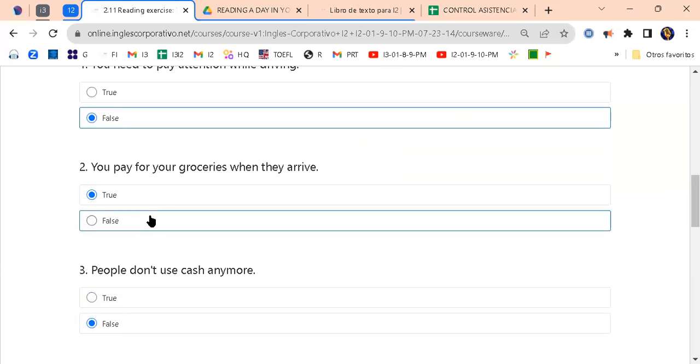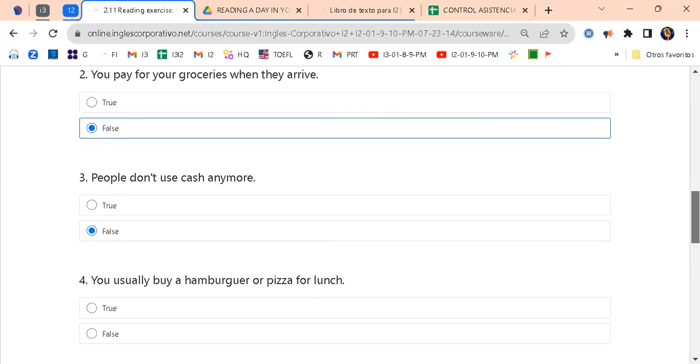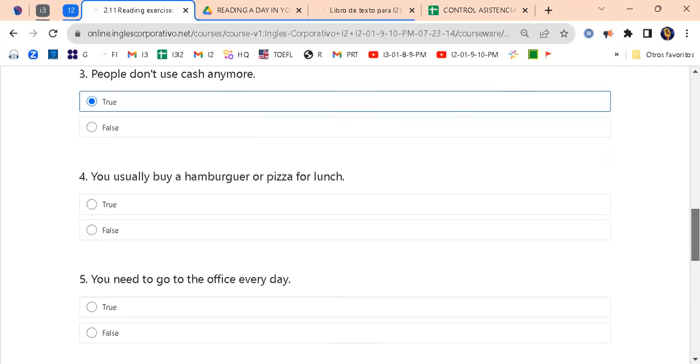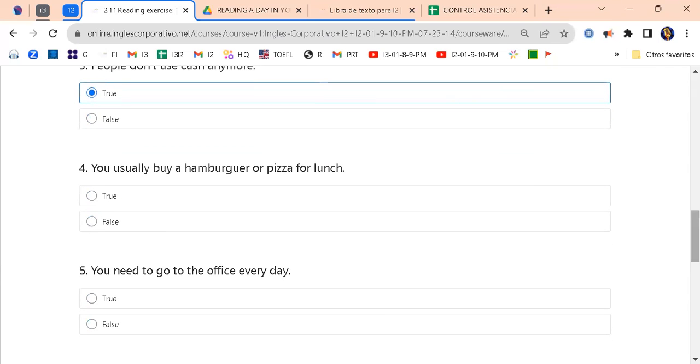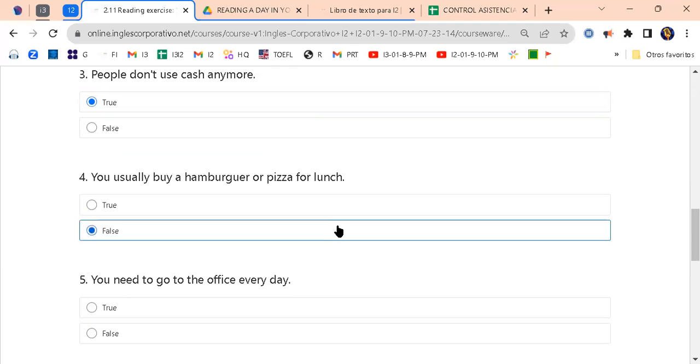Okay, and the second one, you pay for your groceries when they arrive. What do you have, guys? Not really, right? No, not really. Okay, let's see. People don't use cash anymore. True or false? True, right? Okay. You usually buy a hamburger or pizza for lunch in the future? What do you think? False, right? So okay, you can select that.